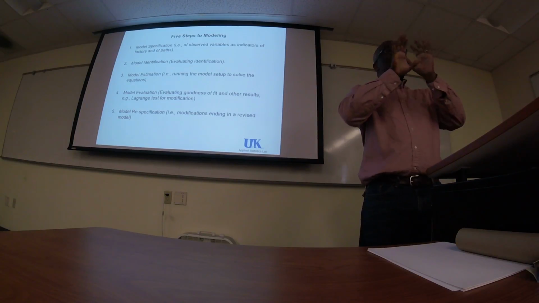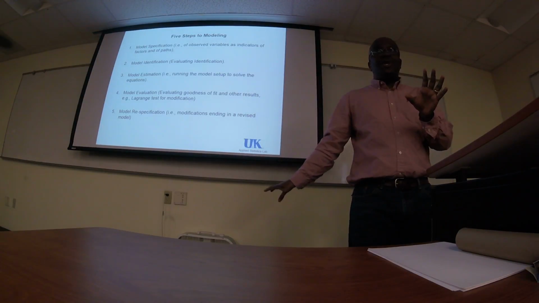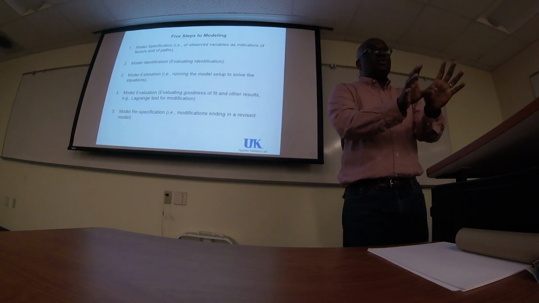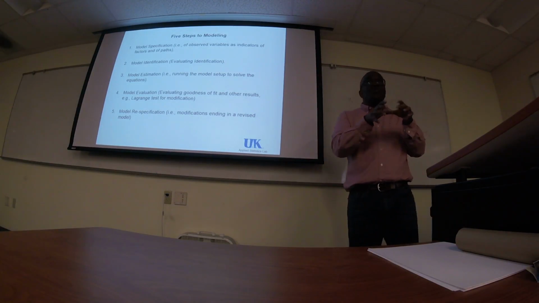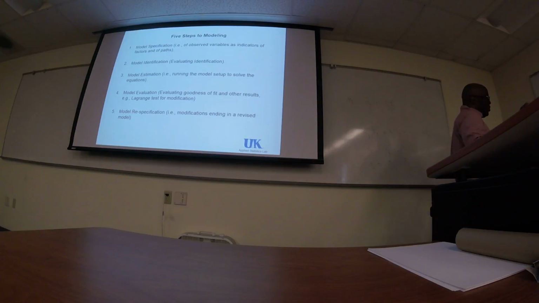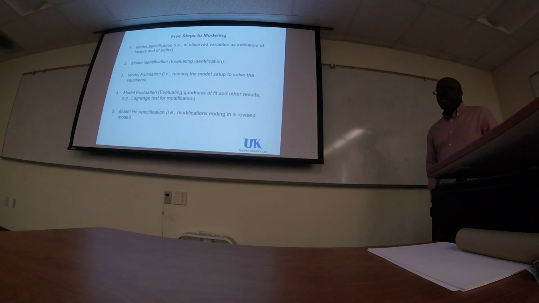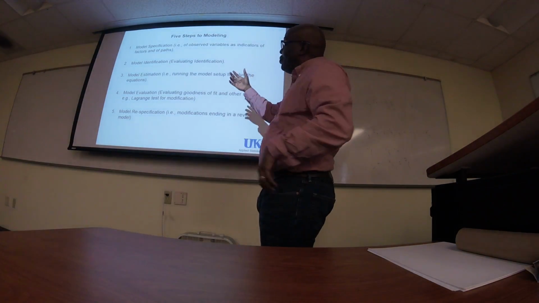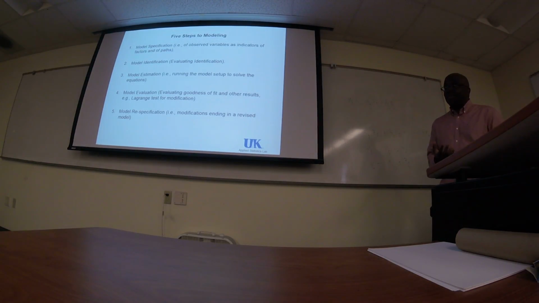You can have a model that's not identified. That's different from a function of the data. This is a function of the number of relationships, the number of parameters within your model that you want to estimate. This is pure math. If you don't have that many equations, you cannot estimate your model. Then, once you see that your model is identified, you can estimate the model.